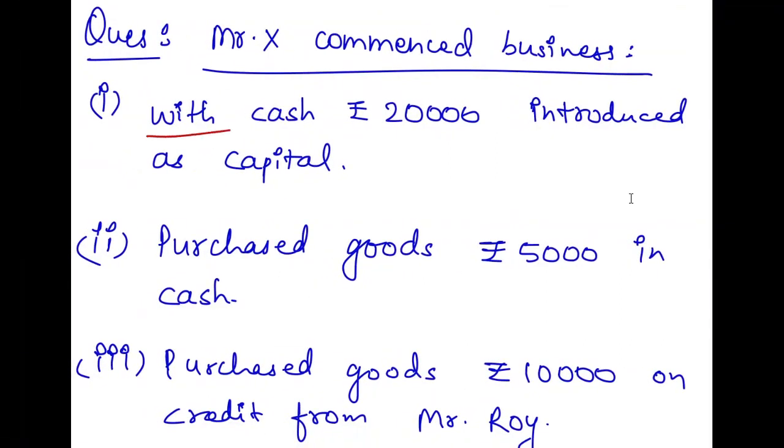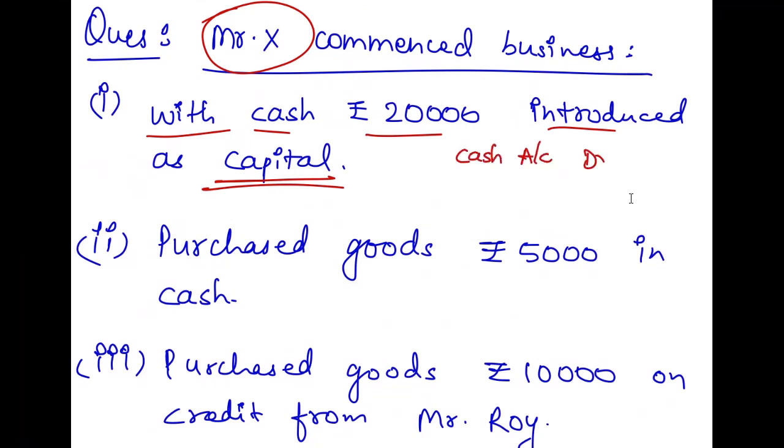Okay, the cash has come into the business. Who has brought that cash? Mr. X has brought that cash. So anything which is invested by the owner will be termed as capital. So if cash has come into the business, the cash account will be debited by how much? 20,000.